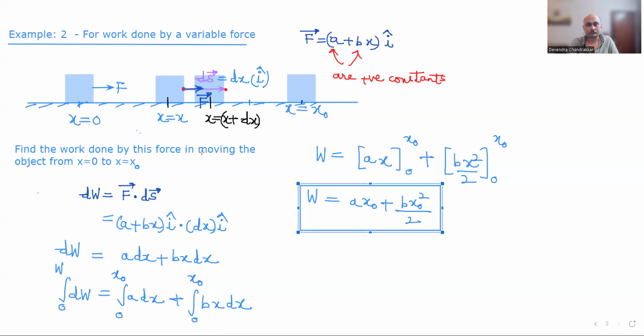Yes or no? Yes, sir. This is how we find the work done by a variable force. Anybody is having any doubts in this, please ask. Note it. All of you note it.